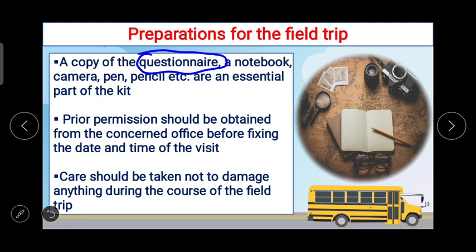All these things should be there in the questions of the questionnaire. Then a notebook, camera, pen, pencil, etc.